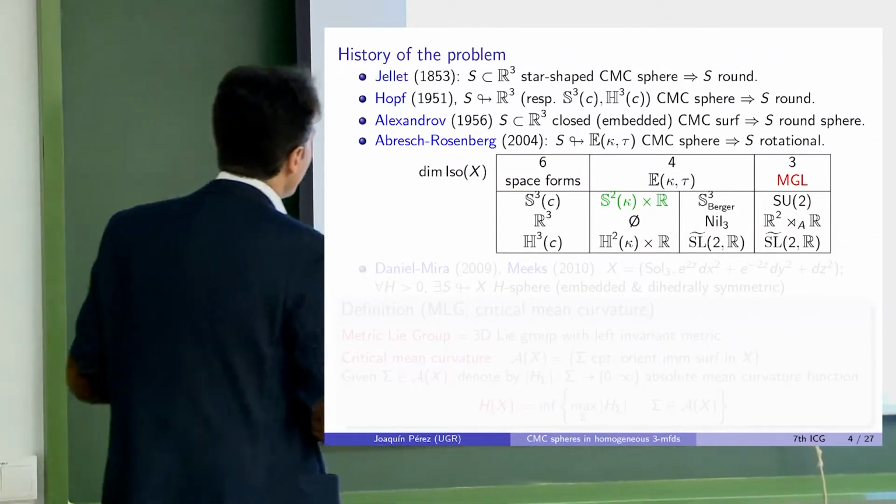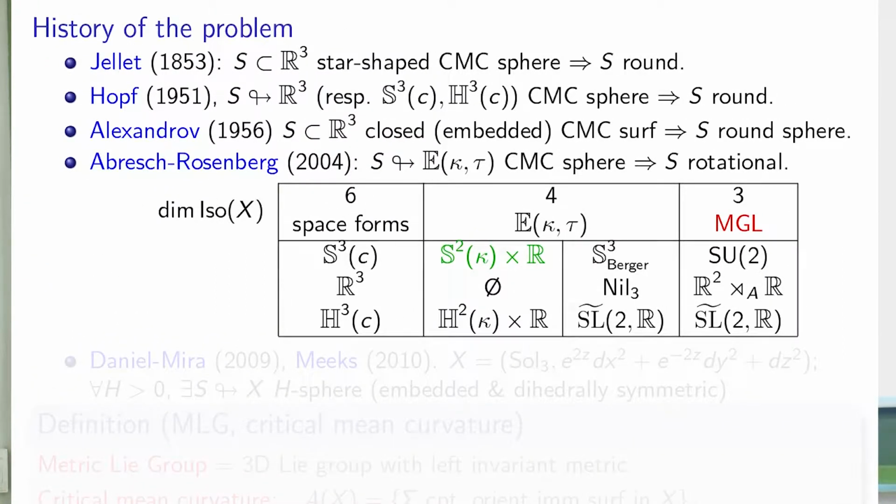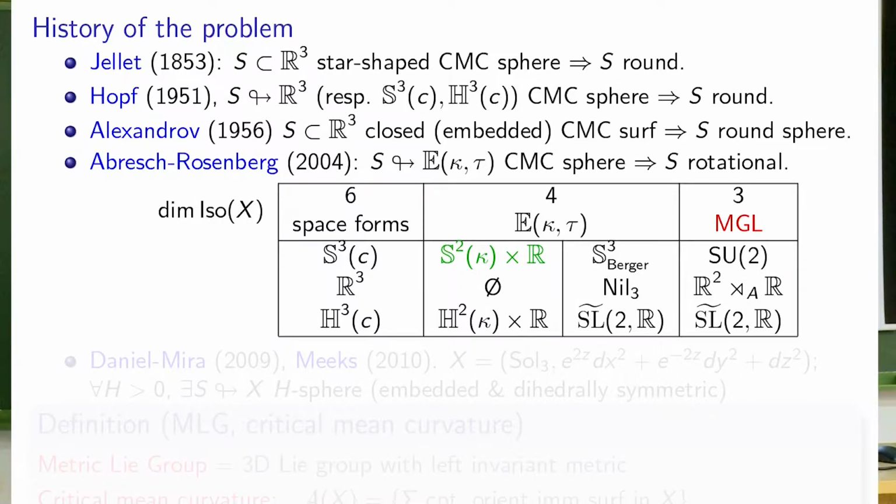Okay? Here I have mentioned another result by Alexandrov, which is in a completely different direction. He didn't assume sphere, but he assumed embedded. This has nothing to do with my talk, but I wanted to include it because it's very important for the theory. This is the origin of the moving plane method that is very useful in PDEs. Then, a little bit more recently, in 2004, Abresch and Rosenberg extended Hopf's result to the, say, next level of homogeneous three-manifolds.